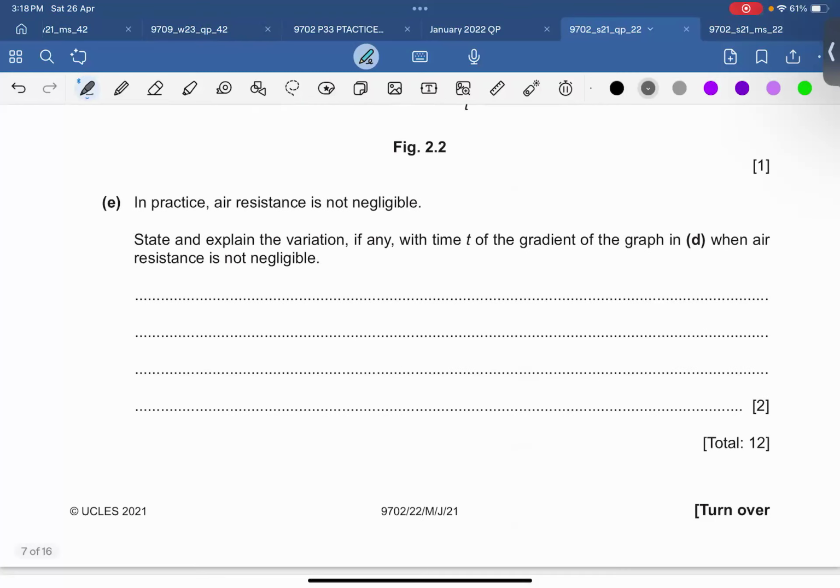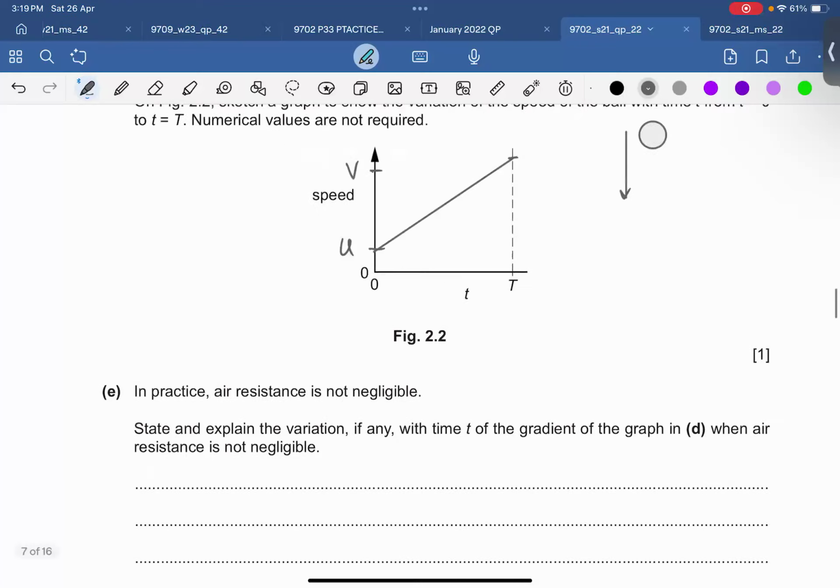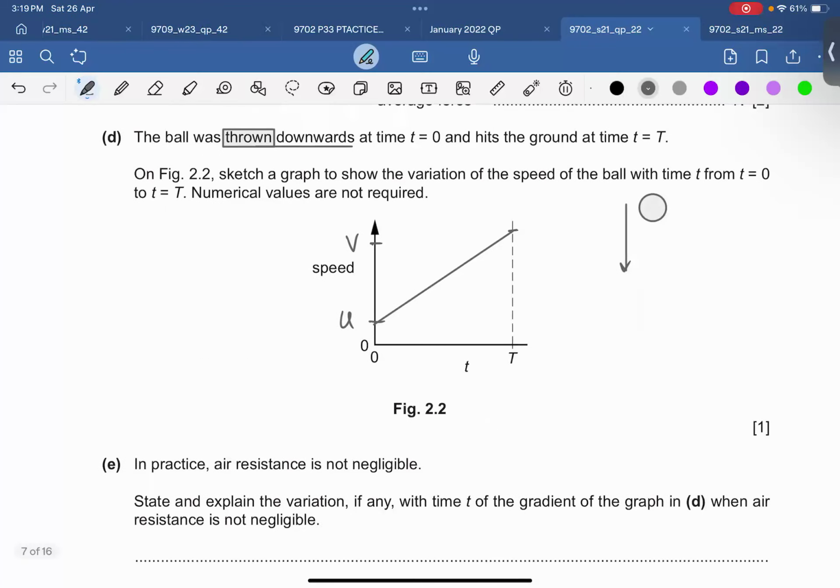State and explain the variation, if any, with time t of the gradient of the graph when air resistance is not negligible. If the air resistance is significant, this means the acceleration of the ball decreases from 9.81 to some lesser value. If you're plotting the speed-time graph, it will start looking like this. Does this make sense?